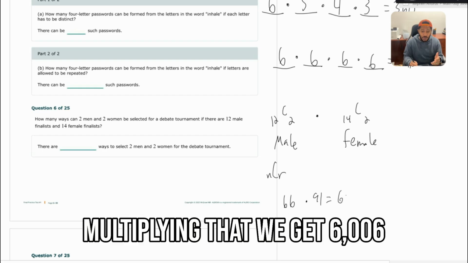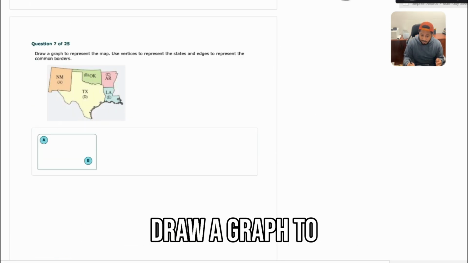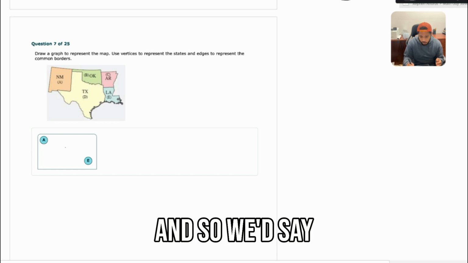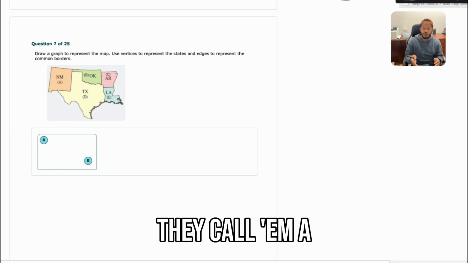Multiplying that, we get 6,006. This one here says draw a graph to represent the map. Use vertices to represent the states and the edges to represent the common borders. And so we say, okay, well, there's 5 states here. They call them A, B, C, D, and E.